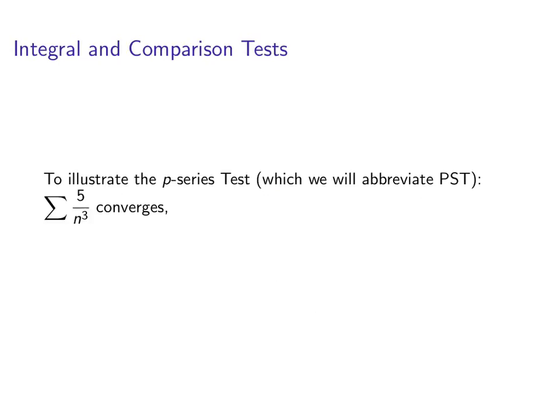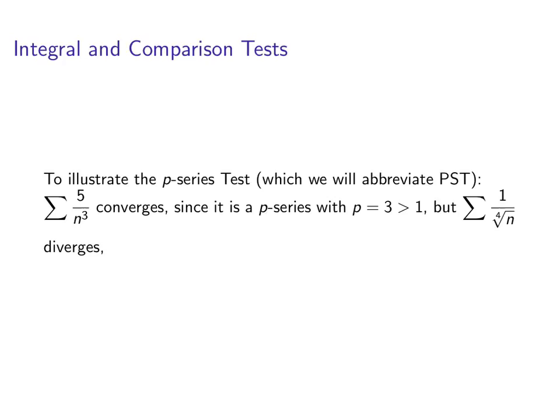Now I'd like to illustrate the p-series, and I'm going to probably abbreviate this PST, p-series test. The series 5 over n cubed, that converges. It's a p-series. In this case, p is equal to 3, which is bigger than 1. But if we do the sum of 1 over the 4th root of n, that diverges, since that's a p-series with p equal to 1/4. Think of this 4th root of n as being n to the 1/4 power.